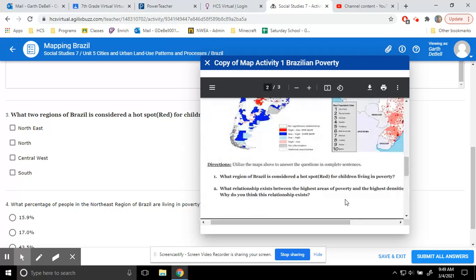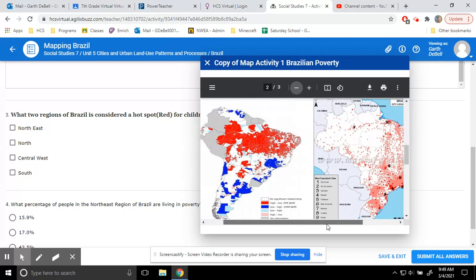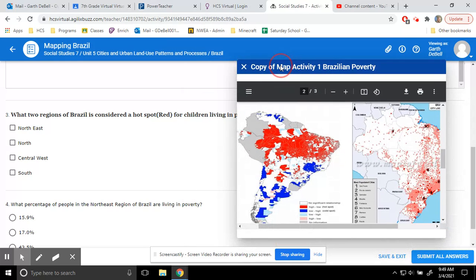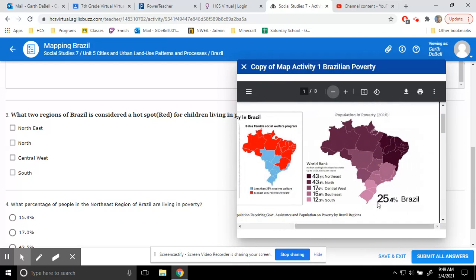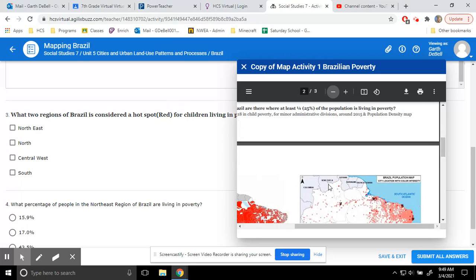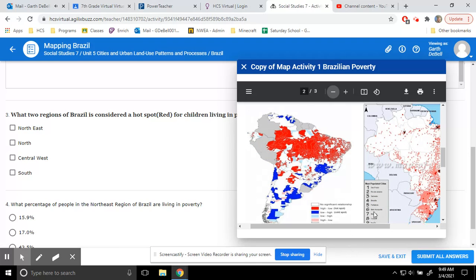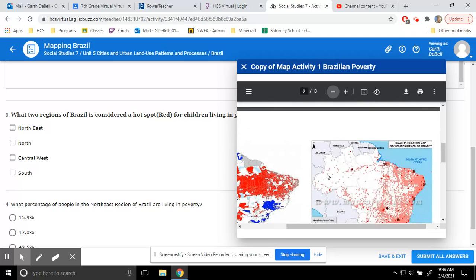All right. So you have the map here. What regions are you going to have poverty? You can also look up here for these regions. Which two regions are you going to have the most poverty in? You can either use this map or this map, either one, but you're looking for the highest rates of poverty.